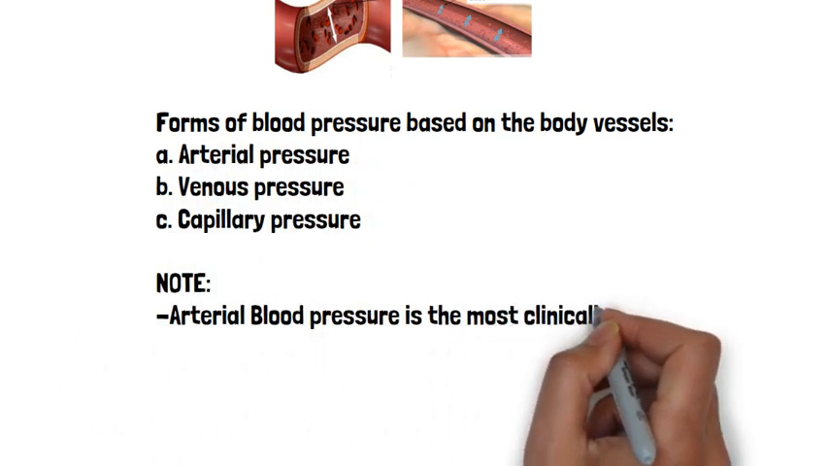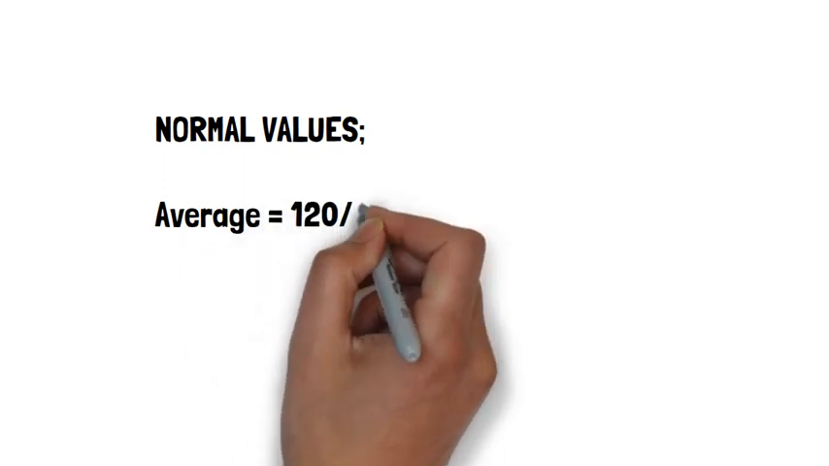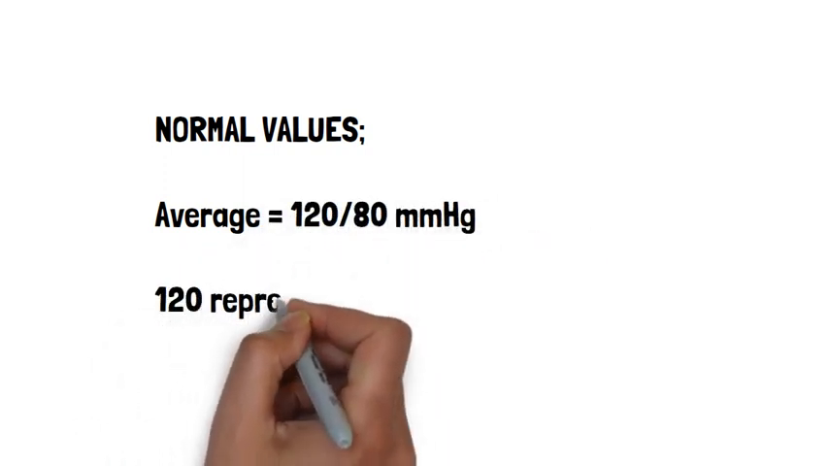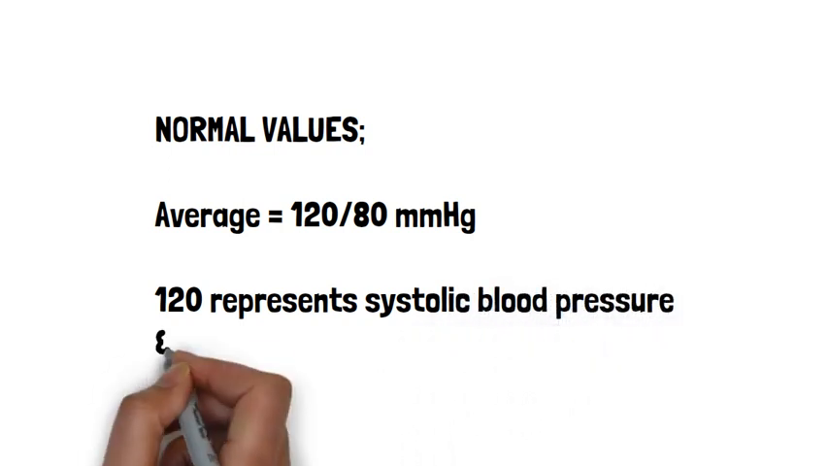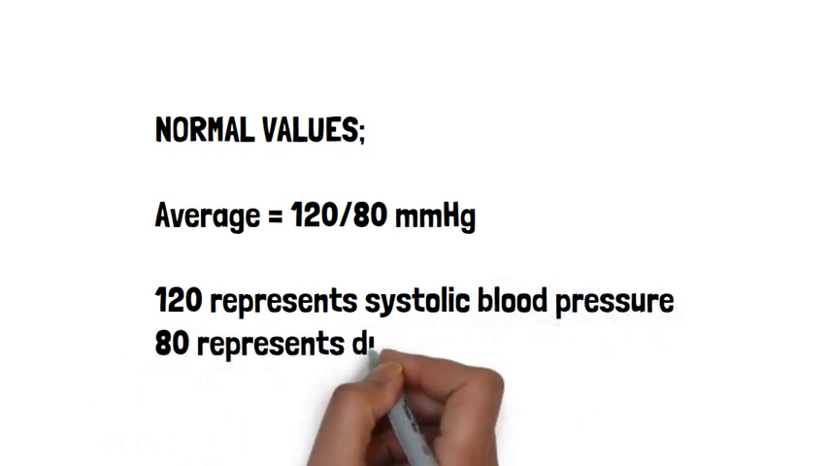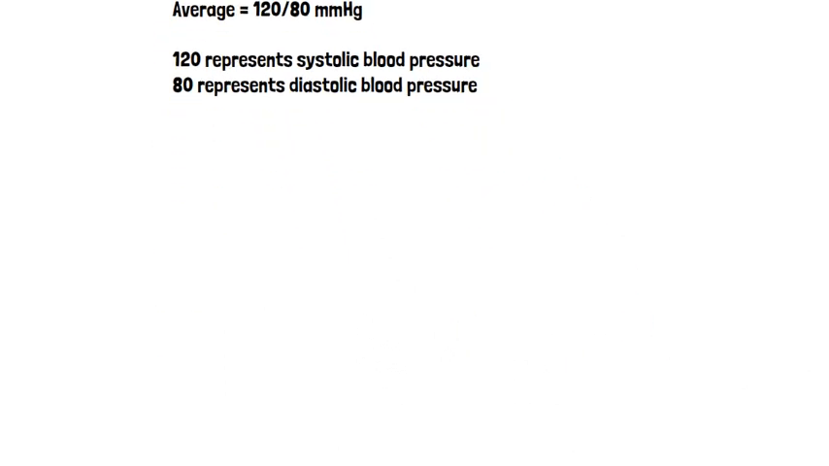The normal values pertaining to blood pressure are averaged at 120 by 80 millimeters of mercury, where the top number represents systolic blood pressure, in this case 120. The bottom number represents diastolic pressure, in this case 80. Why are these values important? For that, let us look at the significance.